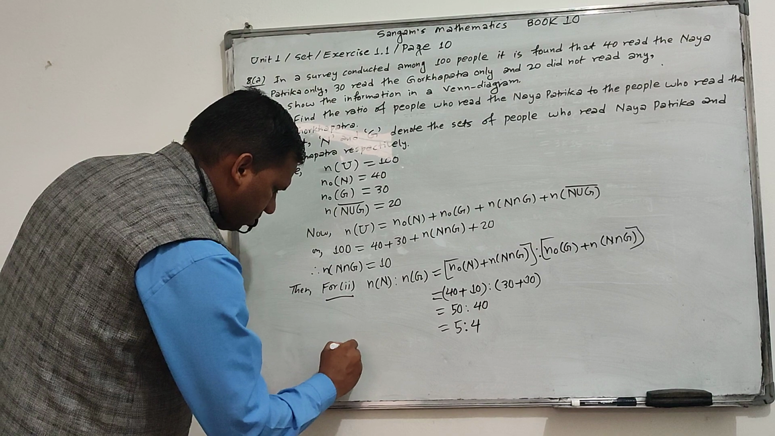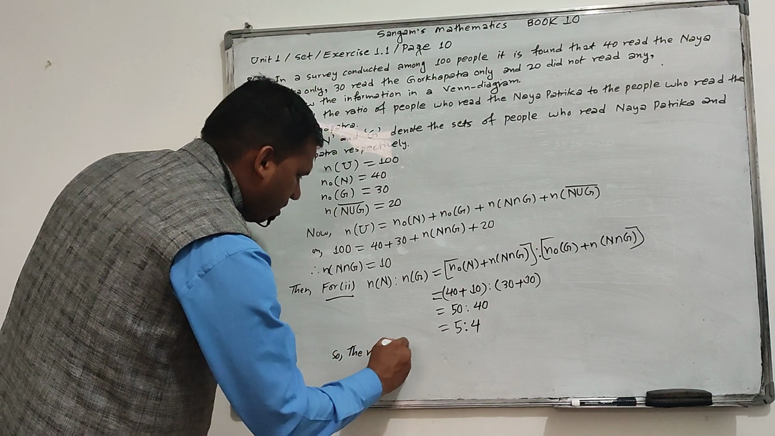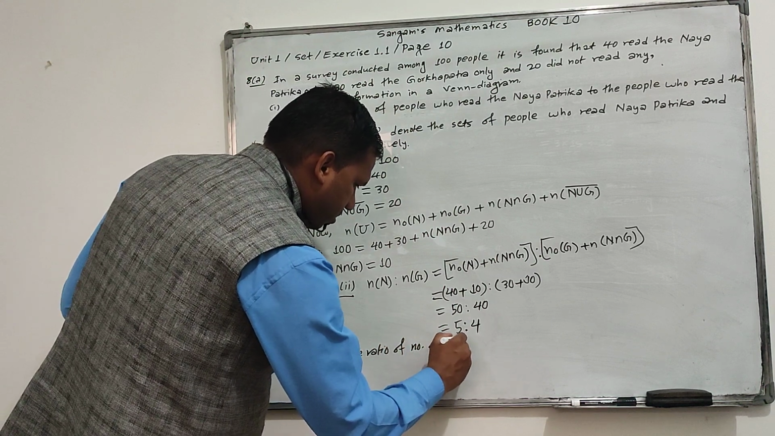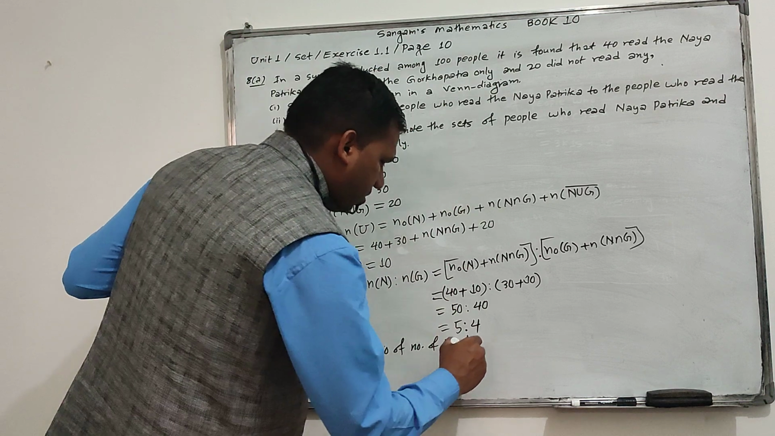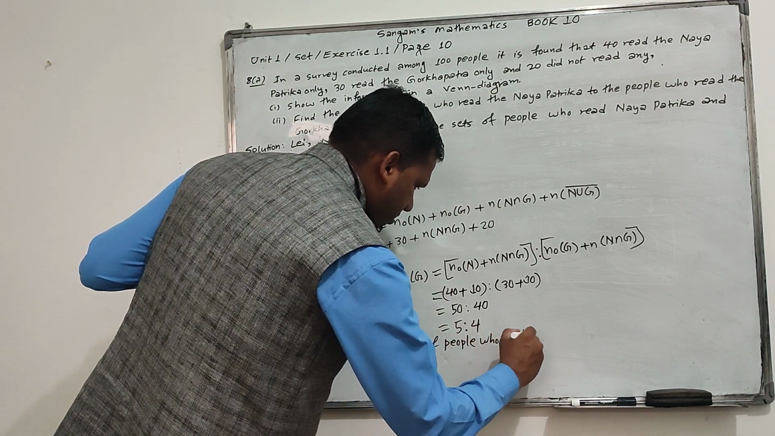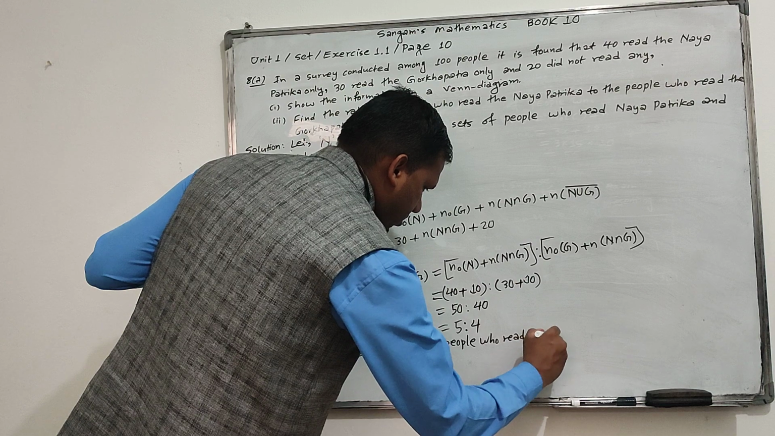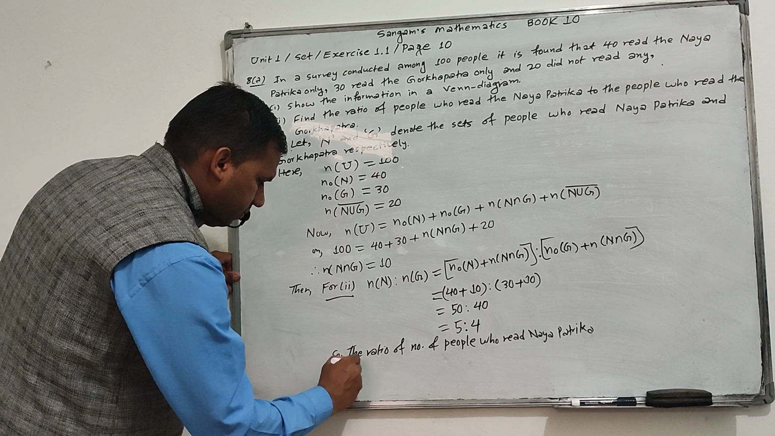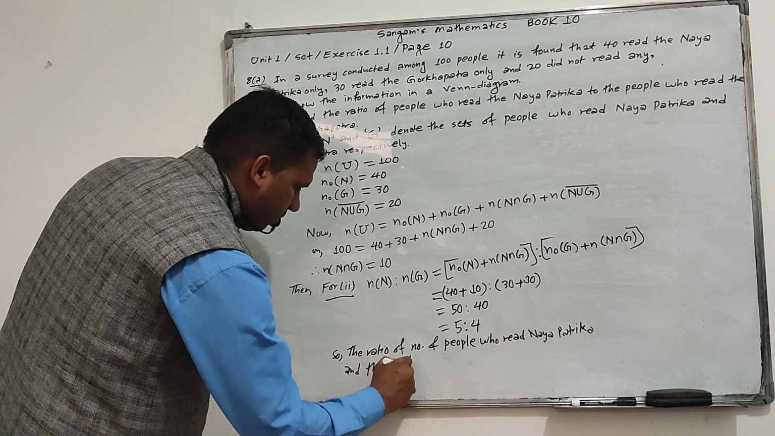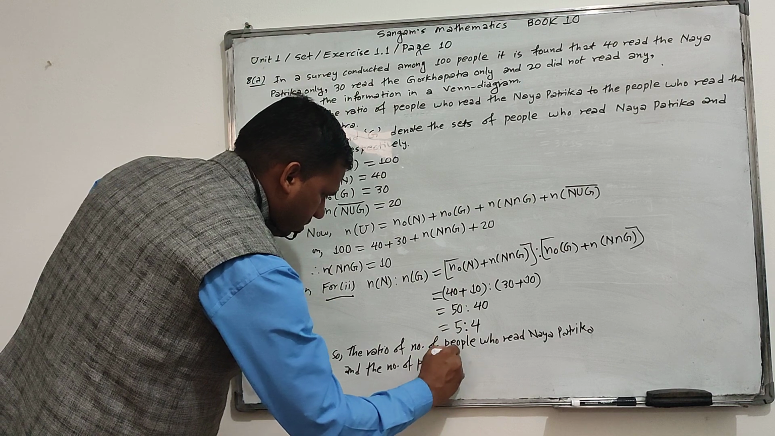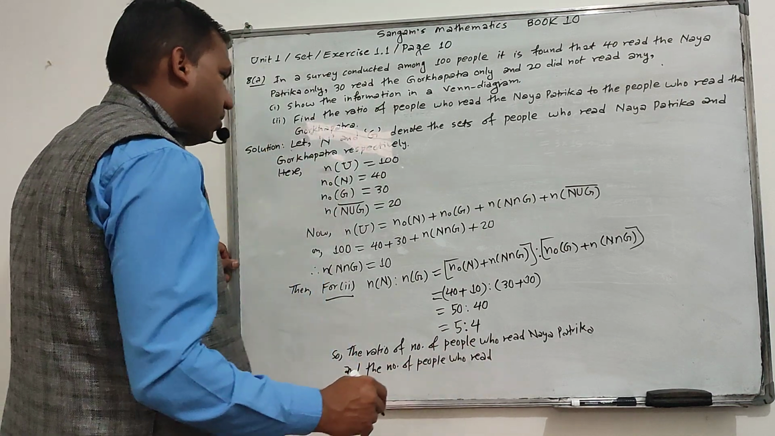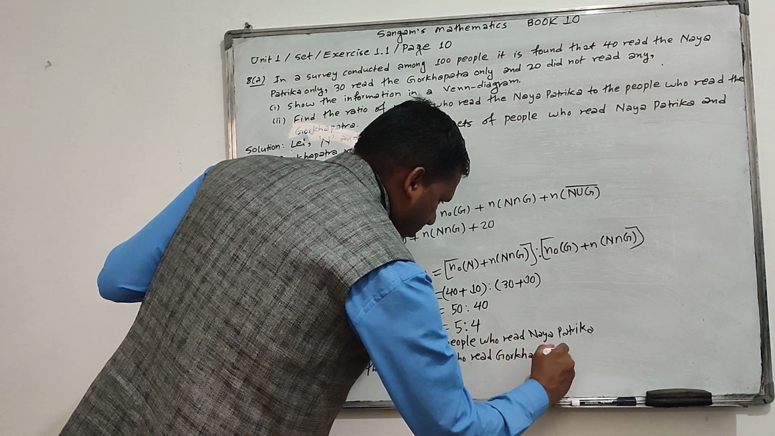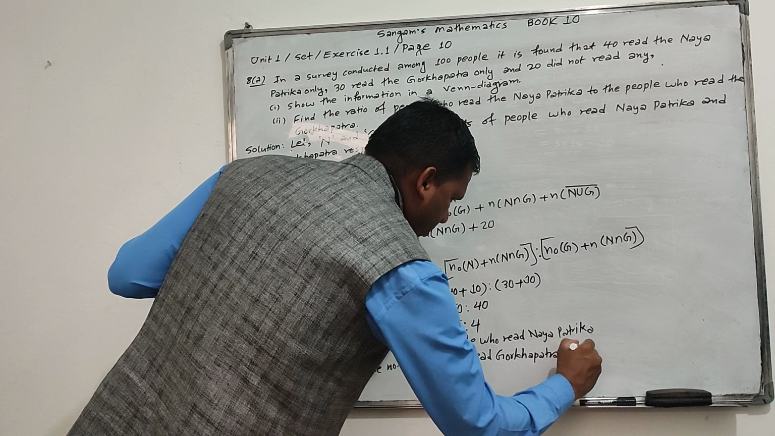So the ratio of the number of people who read Naya Patrika and the number of people who read Gorkhapatra is 5 is to 4.